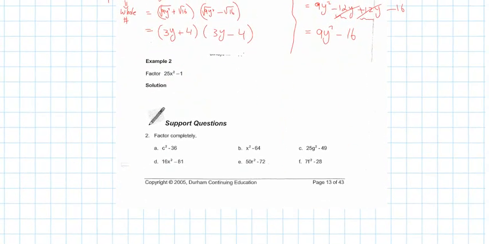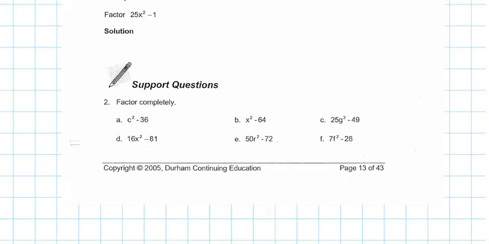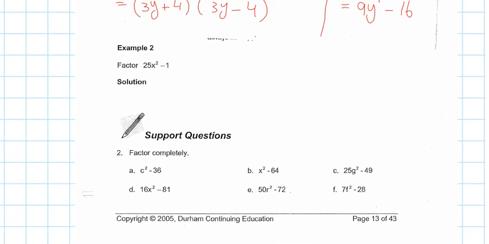So the second example is 25x squared minus 1. So what do you do first? Before I do that, I have to make sure that my two terms are squared terms. Is 25 a squared term? Is x squared a squared term? Okay, so 25x squared is a squared term. How about 1? Yes, because 1 squared gives you 1. And there's a minus in between them, yes? Good. So I do my brackets.